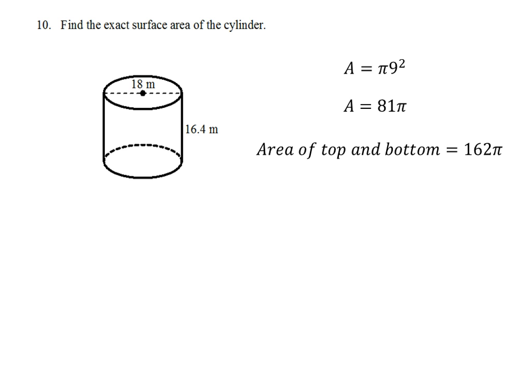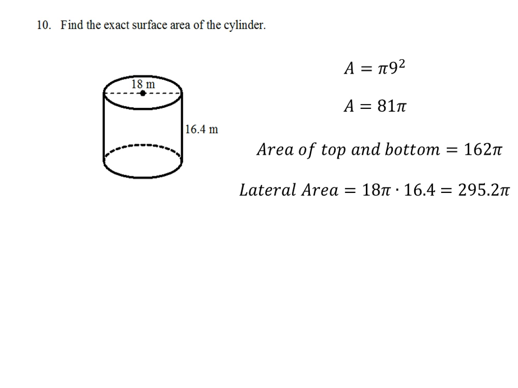Now we have to find the lateral area. The lateral area is going to be 18 pi. The 18 pi comes from, once again, the circumference of the circle. That is important because that is the width of the rectangle that is formed if we flatten out this cylinder. So we're going to do 18 pi times 16.4 because that is the height of the rectangle we get if we flatten out this cylinder. So 295.2 pi is the lateral area.